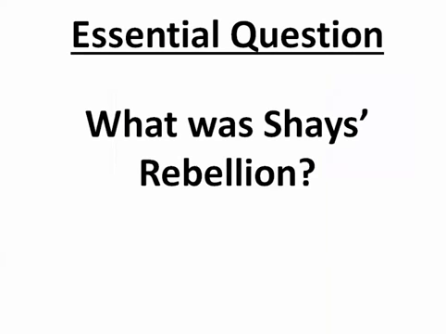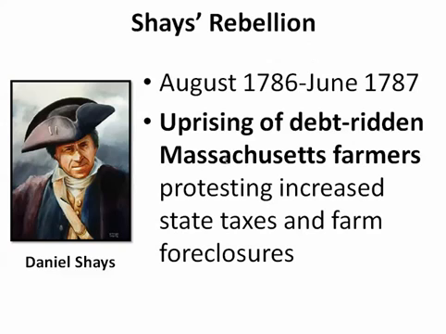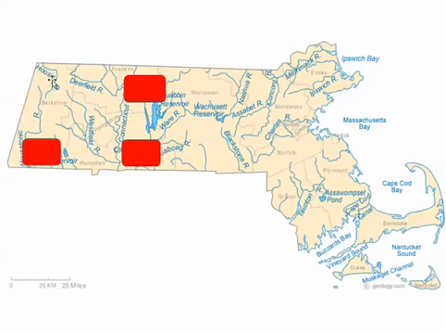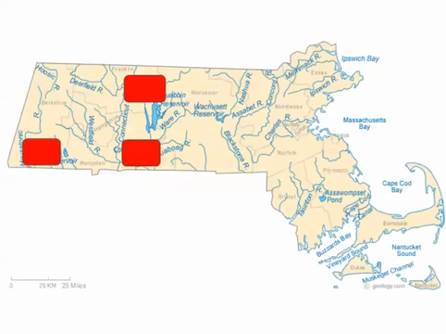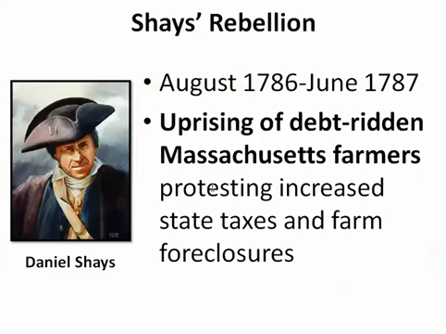So what was Shays Rebellion? Okay. Shays Rebellion, from August 1786 to June 1787, was an uprising of Massachusetts farmers out in western Massachusetts, out in this area, and they're going to be protesting increased state taxes from the state of Massachusetts, some government policies, and some farm foreclosures.